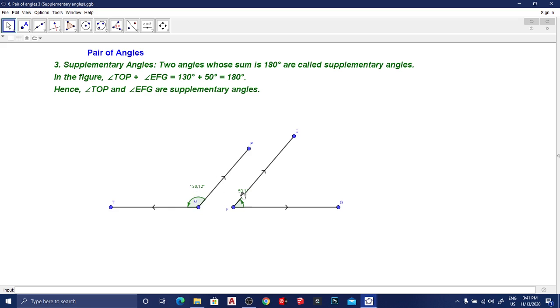If we take this as 130 and this as 50, 130 plus 50 is how much? 180. That's why angle TOP and angle EFG are supplementary angles, supplementary to each other. Also, if I take somewhere 90 degrees, and this also I have taken as 90 degrees, 90 plus 90 you will get 180 degrees. So these two angles are supplementary to each other.